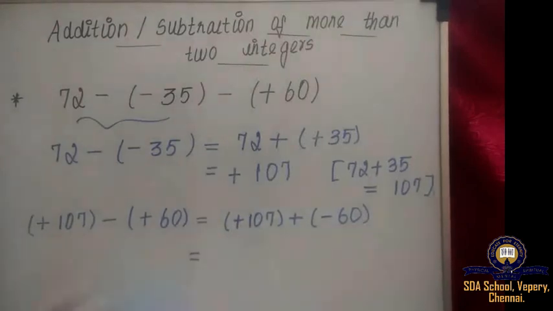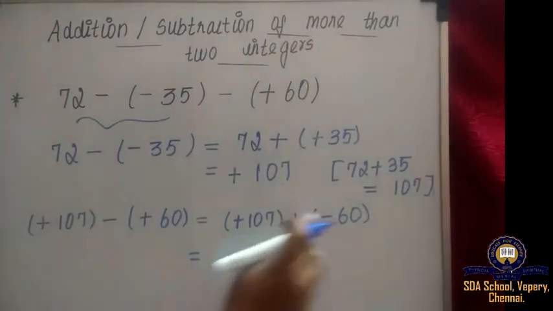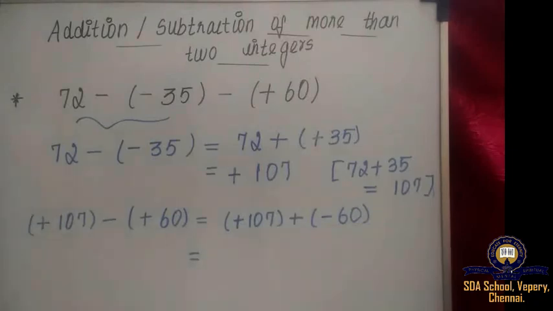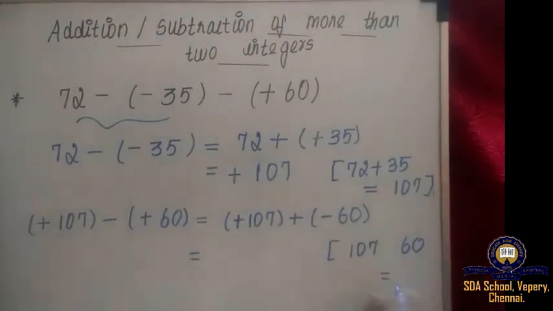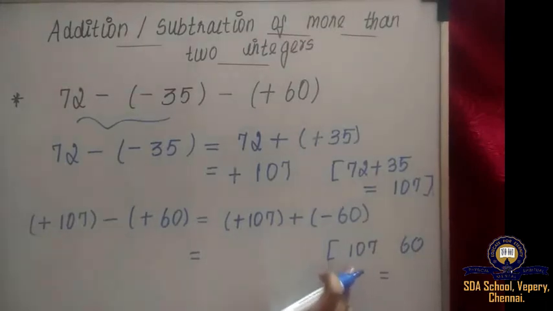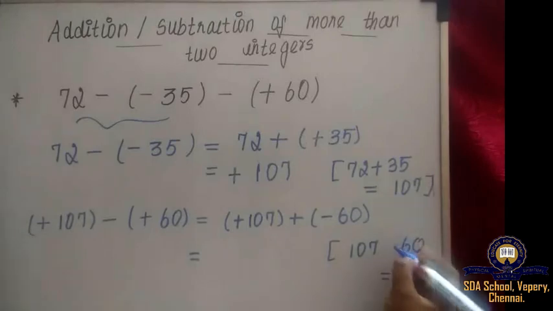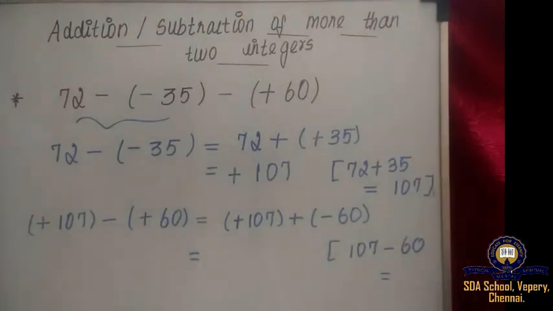Both the integers have different sign. So it is plus 107 and minus 60. So first you have to find the absolute values, and you have to subtract the number with smaller absolute value from the number having the larger absolute value. So first we will find the absolute value. The absolute value of 107 is 107, and the absolute value of minus 60 will be 60, and 107 is greater, right? So we have to subtract 60 from 107. So 107 minus 60 will give you 47.